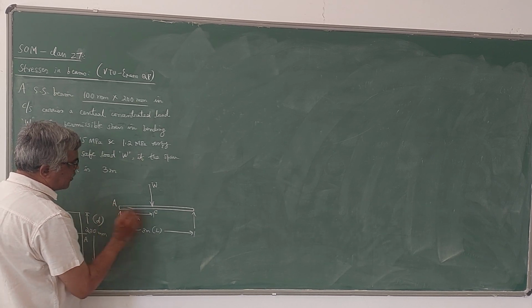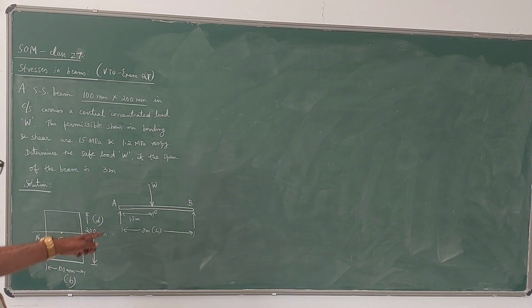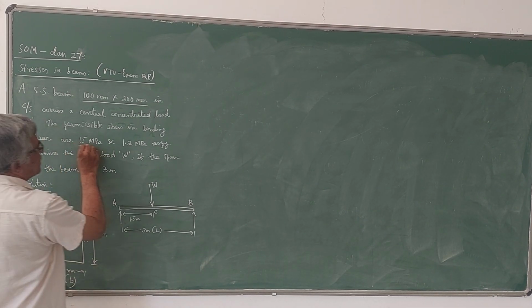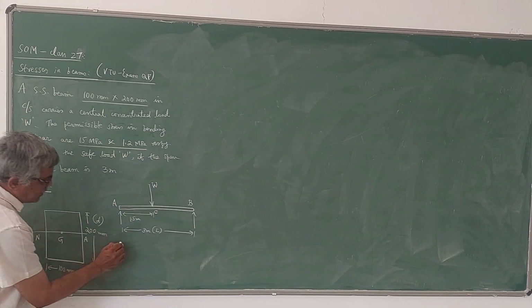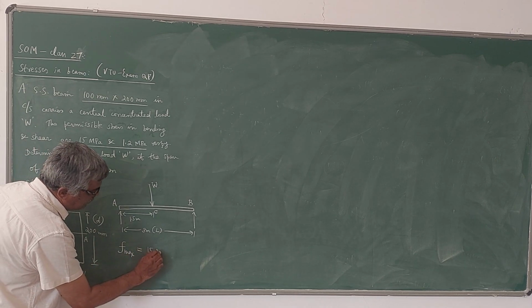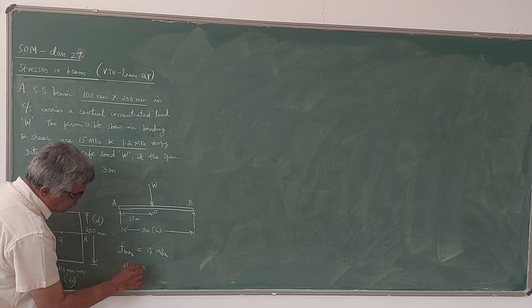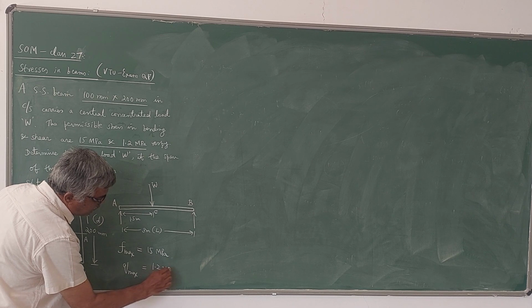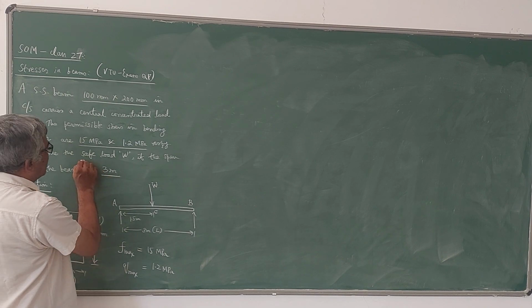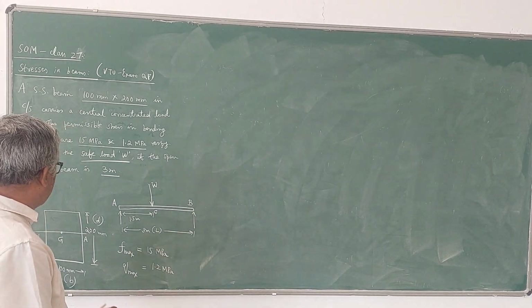Let me take the points as A, B, C. A and B are the supports and C is the mid-span. At the mid-span point, there is a load W acting. He has given permissible stresses in bending and shear. That means maximum bending stress permissible is 15 MPa or Newton per mm square, whereas maximum shear stress, Qmax, is 1.2 MPa. This is given. So what is the value of W? How much concentrated load can the beam carry safely?